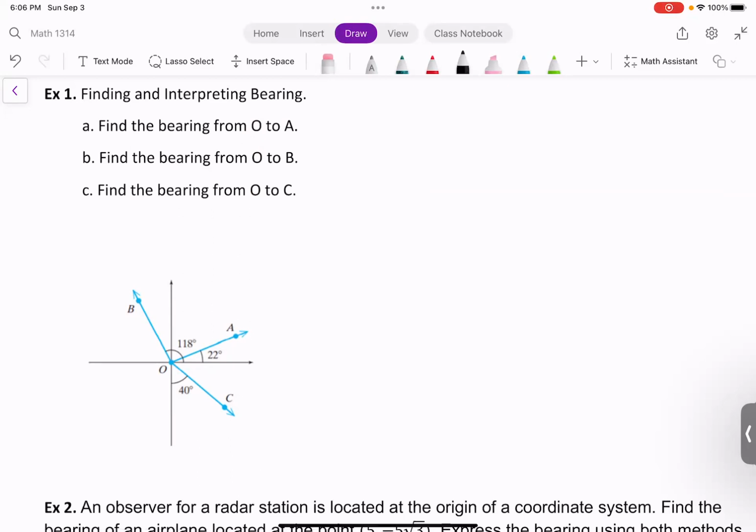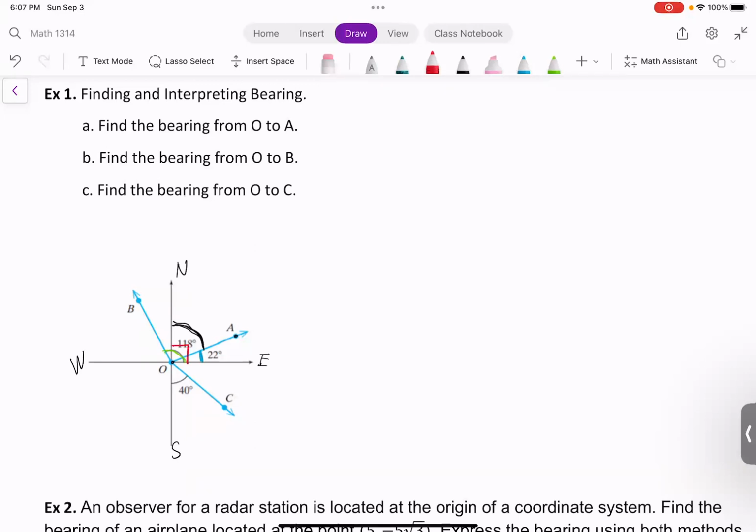From the point O to A, let's see how to describe the bearing. If I'm using the first method, the north-south line one, the ray is from O to A, and this acute angle between the ray and the north-south line is here. How to describe this angle? So it shows us some information here. This angle is 22, and this big angle is 118.